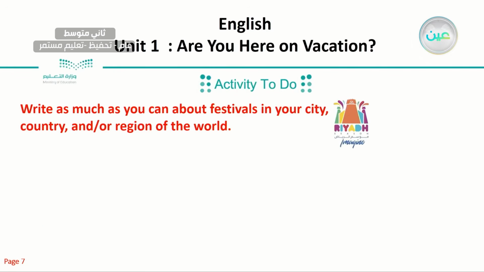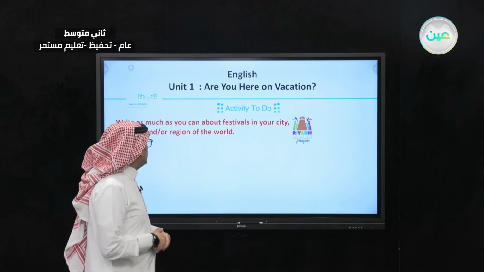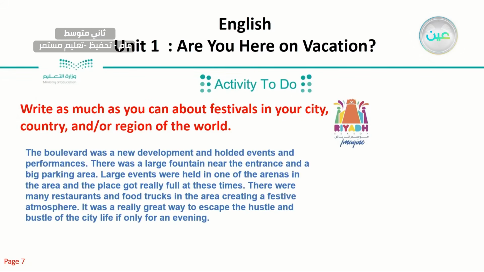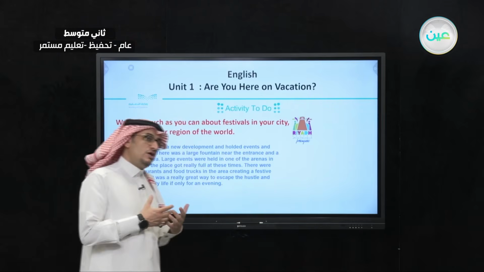Good. Now, I want you to do something here as an activity. You can guess what the symbol is in this question. Okay, it's about Riyadh festivals or Riyadh Season. Now, I want you to write as much as you can about festivals in your city, in your country, or in your region of the world. Write any activity you know about. You can use the internet to help you. For example, I tried to do an example for you about Riyadh Season. Let's see the ideas I have collected for you as an example. Do the same in your notebook.